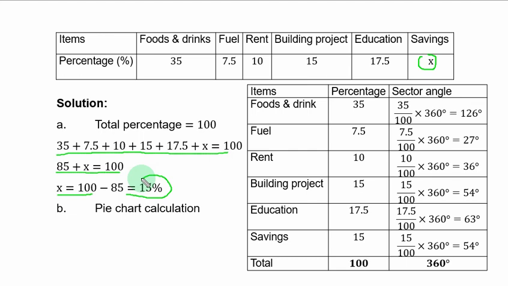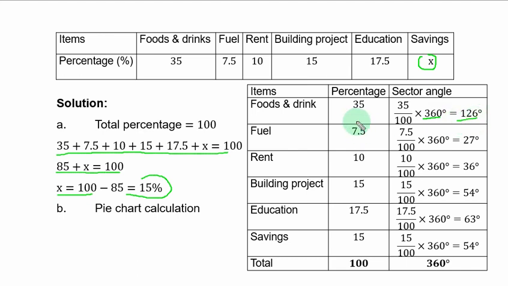Then B, you are asked to illustrate the information in a pie chart. So let's get the pie chart calculation. You have the items, their percentage, then we'll convert it to sector so that we can measure the angle in the pie chart. So you add the total percentage and you have 100. The sectorial angle for 35% is simply 35% over total percentage 100 times total angles in a circle, 360 degrees. So you have 126 degrees.